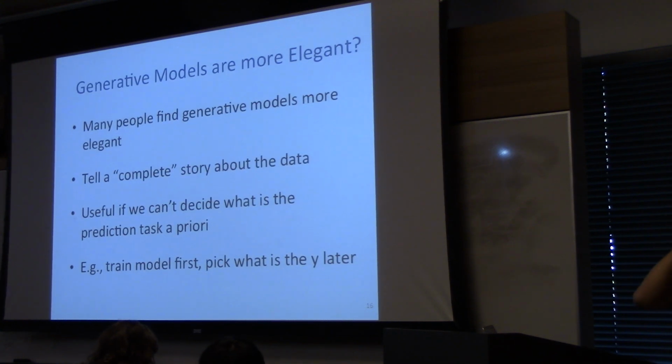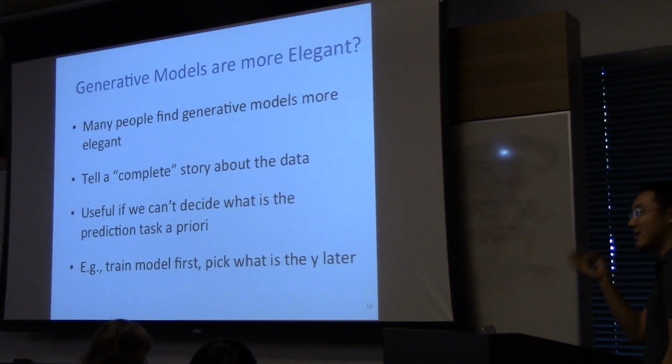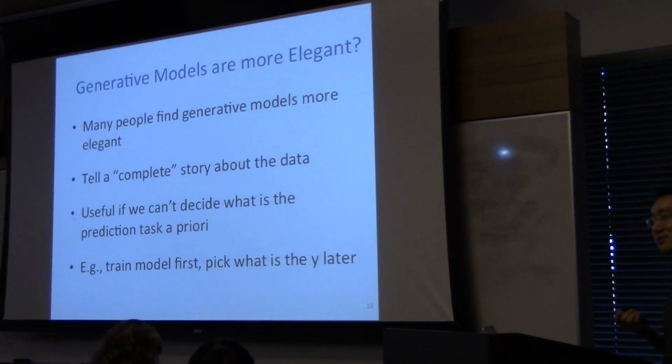Many people in the machine learning community think generative models are more elegant. They tell a complete story about the data. If you have a good generative model of your data, you could use it to gain a lot of insight, because it's a compact representation, and you could ask any kind of query you want. Typically in machine learning lingo, this type of query is computing some sort of slice of the joint distribution and seeing what that slice looks like.